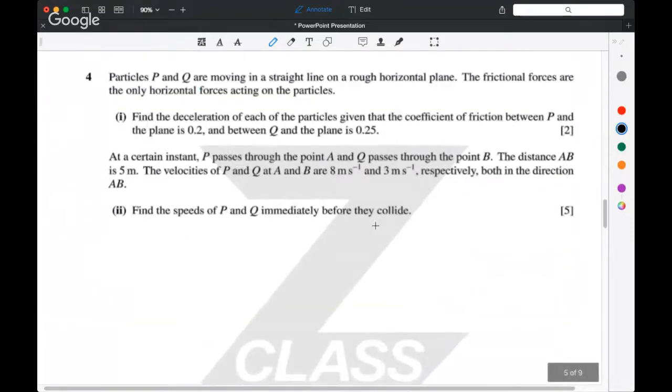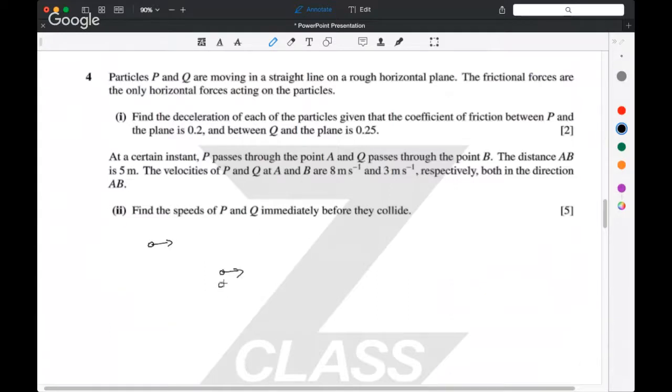Okay, question 4. So we have particles P and Q moving in a straight line. This question is actually a little badly phrased, I think. It's not quite clear what the situation is and which direction the particles are moving in. But what you should know is that they are both moving in the same direction. So you've got particle P moving like so, and particle Q moving like so.